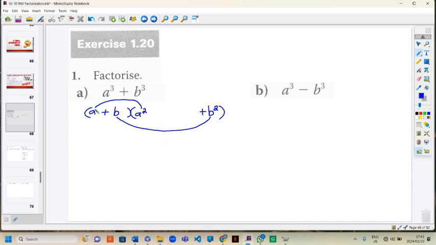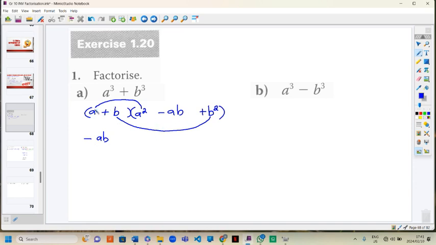Now how did I get to that middle term again? What did I do to the first bracket? You multiply these and you switch the sign. So what is a times b? It's ab. Switch the sign: negative ab. So negative ab goes in the middle. I hope that's easy.